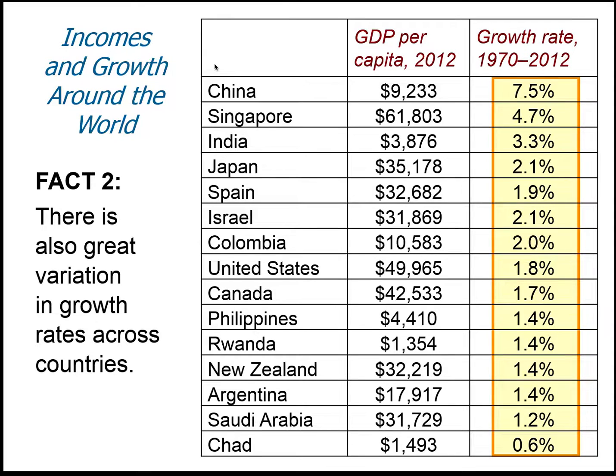Okay, so we really want these GDP per capita numbers, the numbers in this column right here, to grow. So we're very interested in their growth rate. And you see some of these countries, China has an extremely high growth rate, Singapore has an extremely high growth rate, and then unfortunately there's countries down here like Chad that has not only a low level of GDP but also a low growth rate.